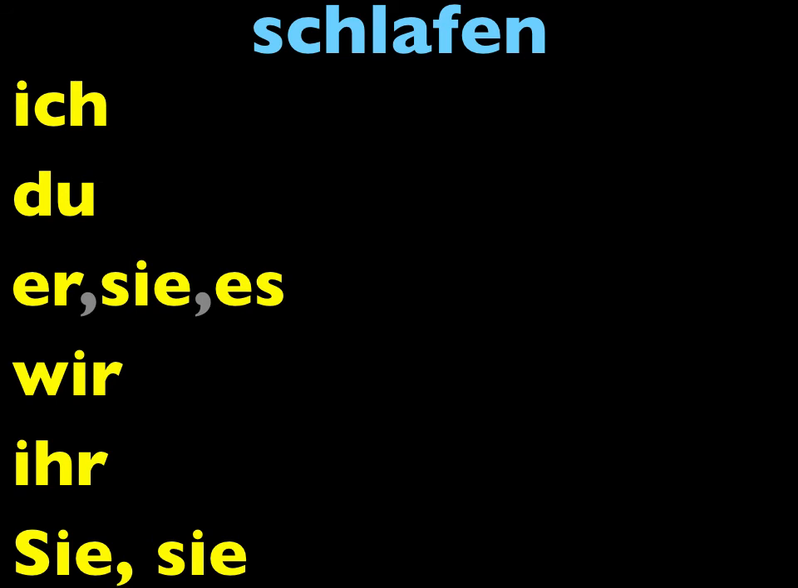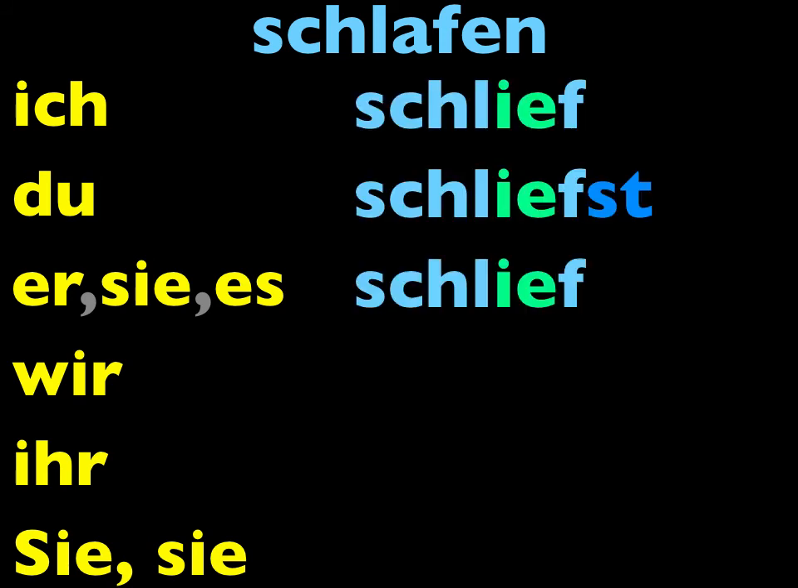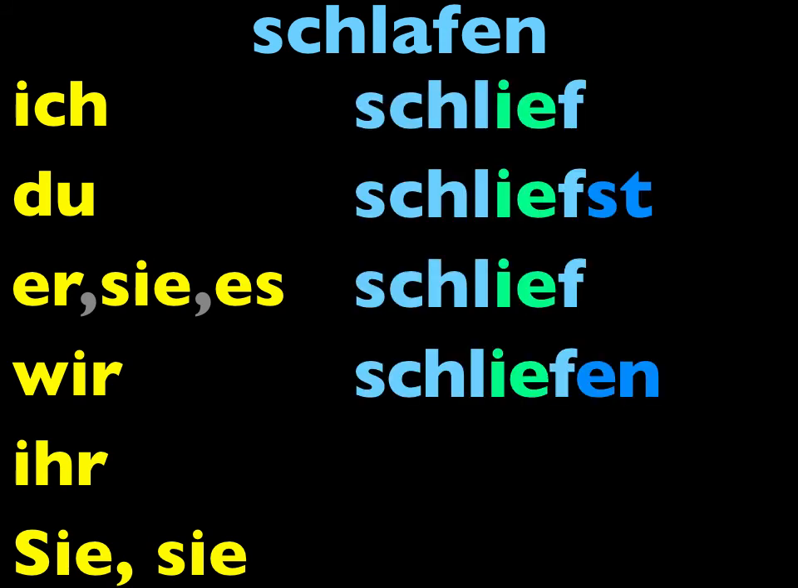In the past tense in English, I slept. So there's a slight spelling change. One of the E's drops out and a T is added. But in German, again, the A changes to an IE. Repeat after me. Ich schlief. Du schliefst. Schlief. Wir schliefen. Ihr schlieft. Sie schliefen.